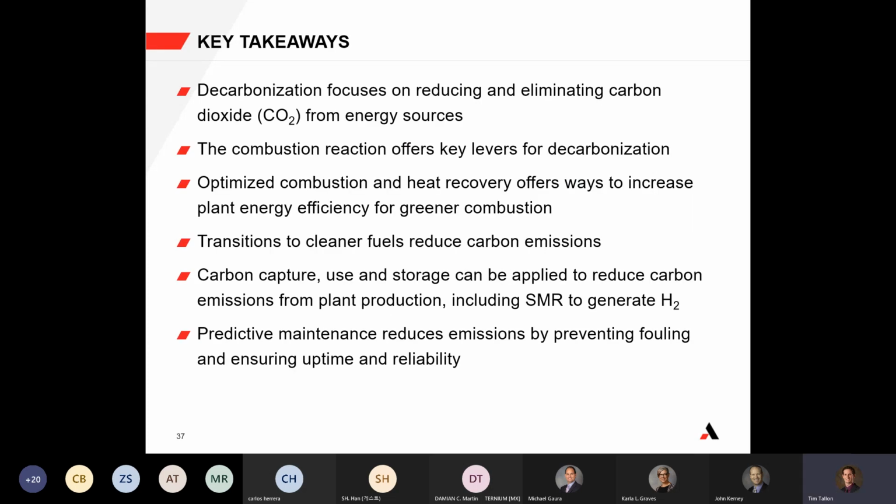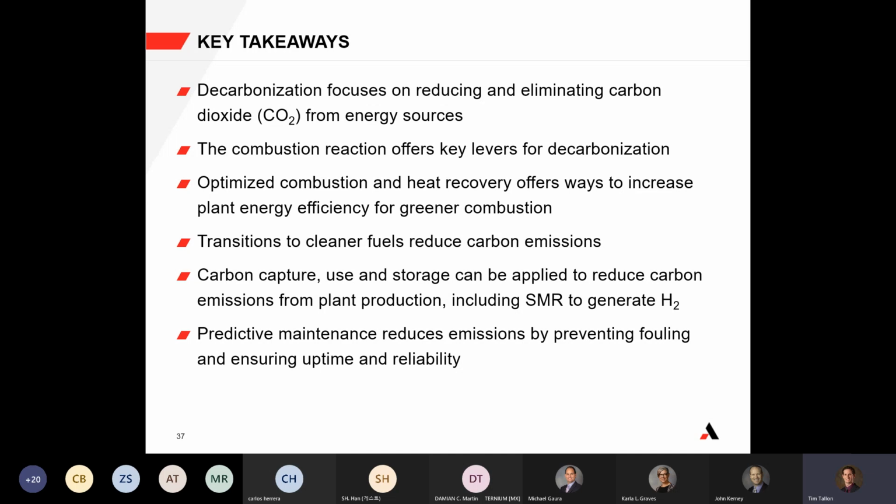Okay, so as a summary before we take questions, I just want to reiterate some of the key takeaways. Some of the important things to remember is that decarbonization focuses on reducing carbon dioxide emissions from energy sources, as well as eliminating carbon dioxide emissions from energy sources. Anything that you can do to reduce the emissions plays into decarbonization. In addition, the combustion reaction offers a lot of key levers for decarbonization, and I'm hoping that this at least gives you some simplistic guide reference point to think about how you might be able to decarbonize your combustion process.